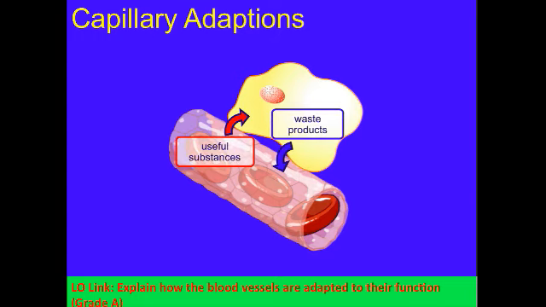Now the capillaries are the tiny blood vessels. They're only 1 cell thick. We can quite clearly in this simplified diagram see through them. These allow substances very easily to diffuse in and out of the actual blood vessel itself.